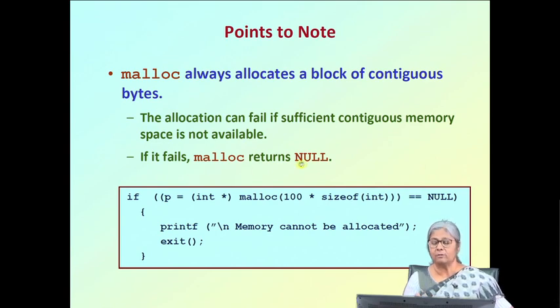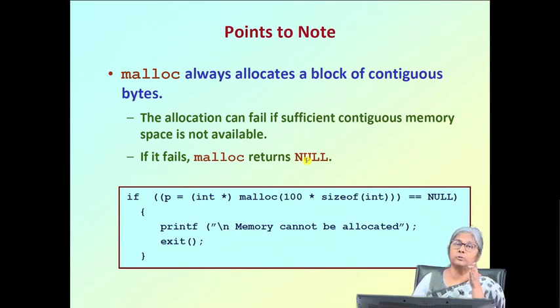If it fails, malloc returns a null, called the null pointer. It is a special type of pointer, that means if it does not get the space, it is a failure, as if it is not pointing to anything. So, if malloc does not get the space, or for some other error, it will return a null pointer.